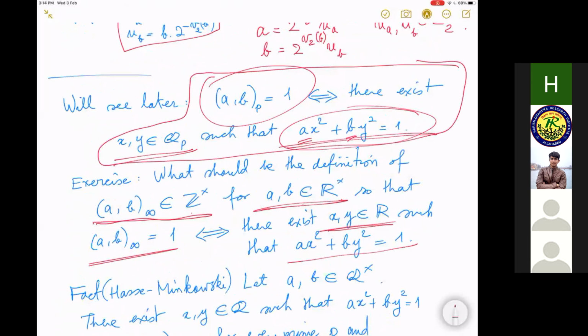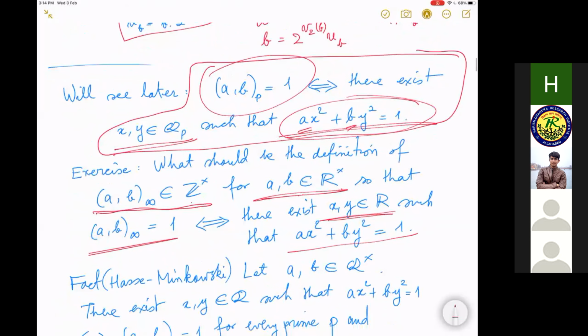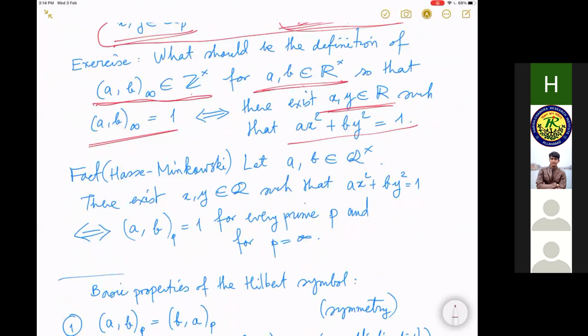This is the result which we will prove at the end of the lecture: that (a,b) is equal to 1 if and only if this equation ax squared plus by squared equals 1 has a solution x,y in Q_p. So similarly, replacing Q_p by R, for a,b in R star, we want to define (a,b)_infinity in Z star so that (a,b)_infinity is equal to 1 if and only if there are x,y in R such that ax squared plus by squared is equal to 1.